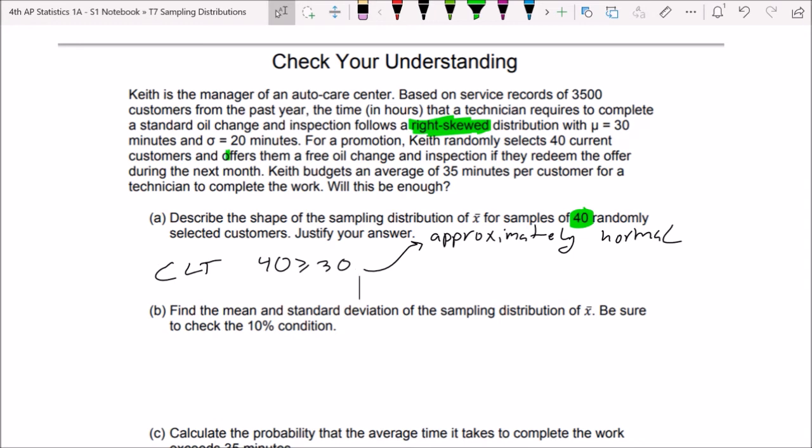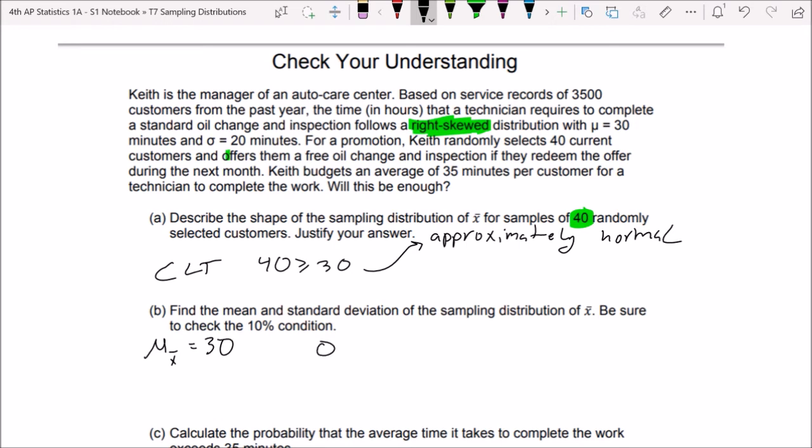Find the mean and standard deviation of the sampling distribution of X bar and be sure to check the 10% condition. Okay, well the mean is the same as the mean of the original distribution. And so what did they tell us that was? They said that was 30, and so that's still going to be true. So mean is still 30.